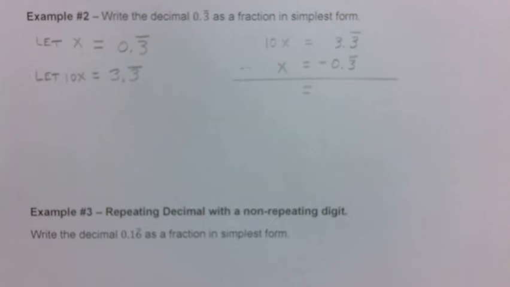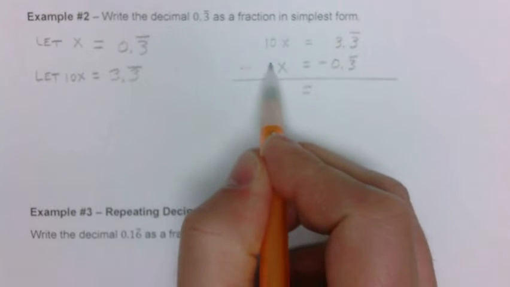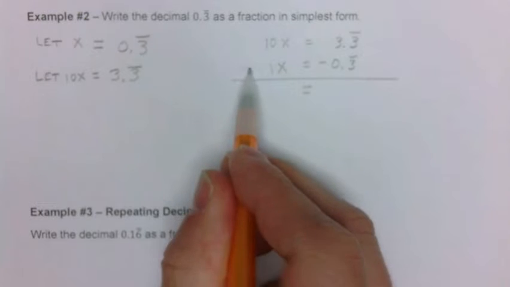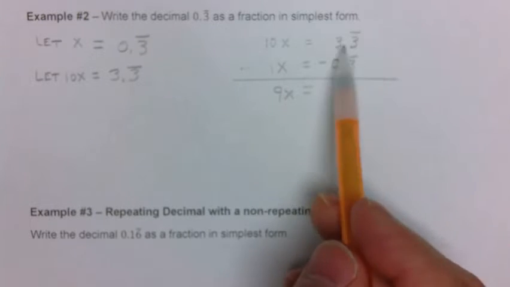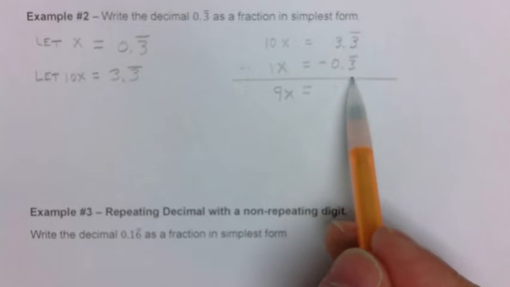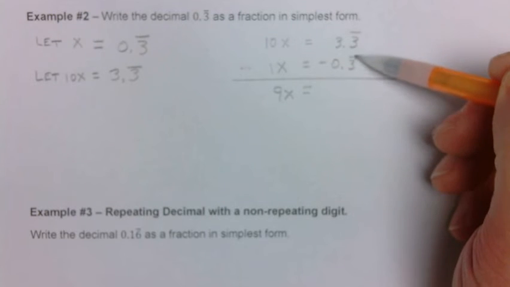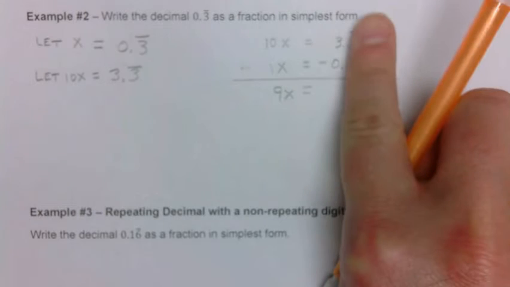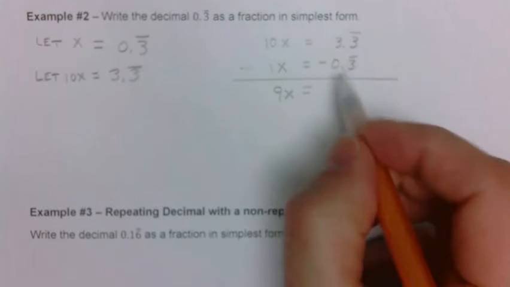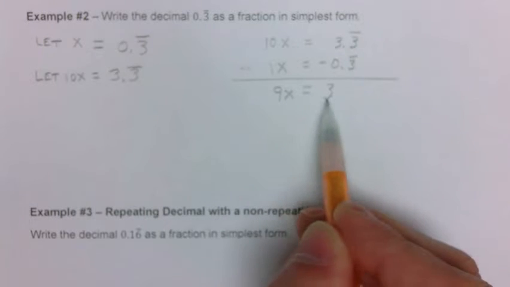And now I'm going to simplify each side of the equation. Here on the left, 10x minus x, remember that's the same as 1x. 10x minus 1x is 9x. On the right-hand side, I have 3.3 repeated minus 0.3 repeated. Well, these repeated 3's right here are going to make 0. 0.3 repeated minus 0.3 repeated is 0. So I'm really just going to do 3 minus 0, which is just 3. So the equation now says that 9x is equal to 3.